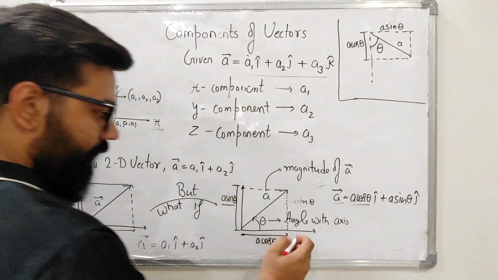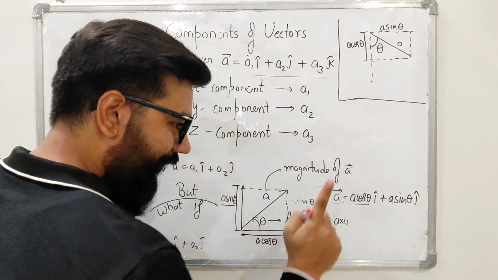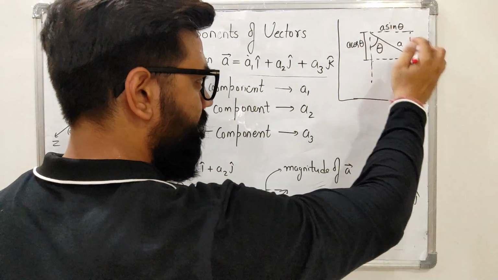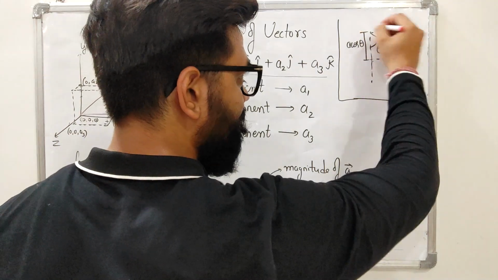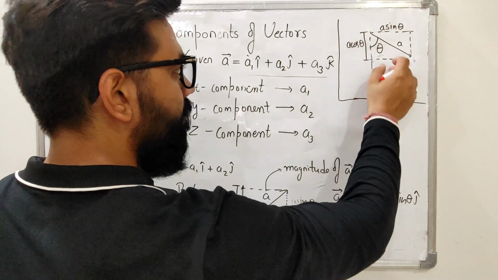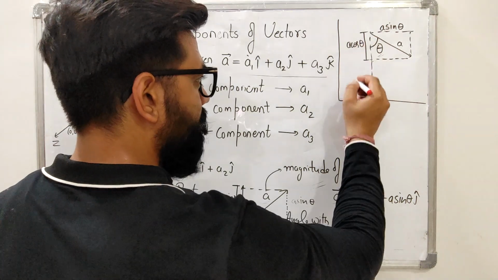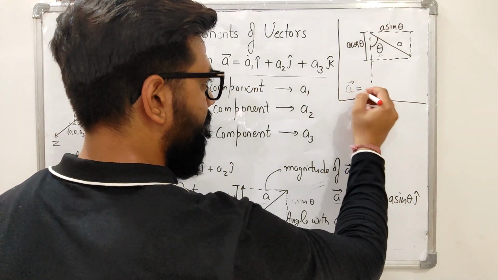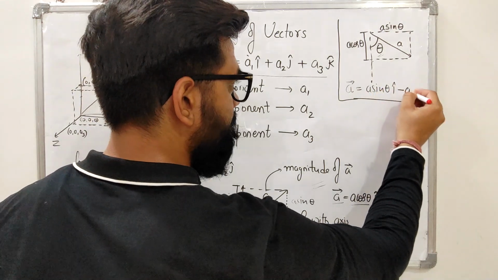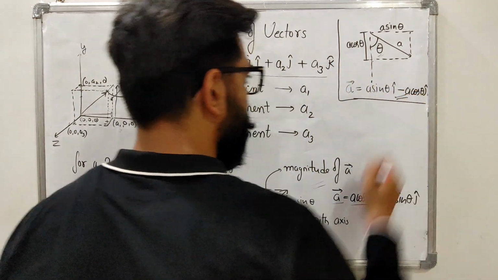No. See here, what I have written is that theta is the angle with an axis, not the x-axis, any axis. So let's say I have created another axis here. The vector is in the fourth quadrant, and here is the x-axis and here is the y-axis. But this time the angle is being given with the y-axis. So this will be a cos theta and this will be a sin theta. So this particular vector can be written as a vector equals a sin theta i cap minus a cos theta j cap. Now you are going to tell me why I have written this minus.